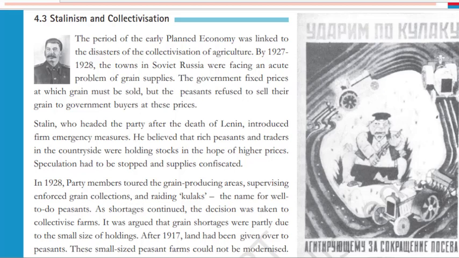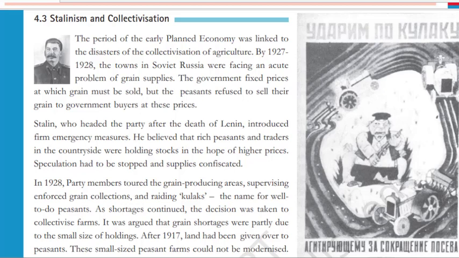Speculation had to be stopped and supplies confiscated. In 1928, party members toured the grain-producing areas, supervising enforced grain collections and raiding kuliks, the name for well-to-do peasants. As shortages continued, the decision was taken to collectivize farms. It was argued that grain shortages were partly due to the small size of holdings.